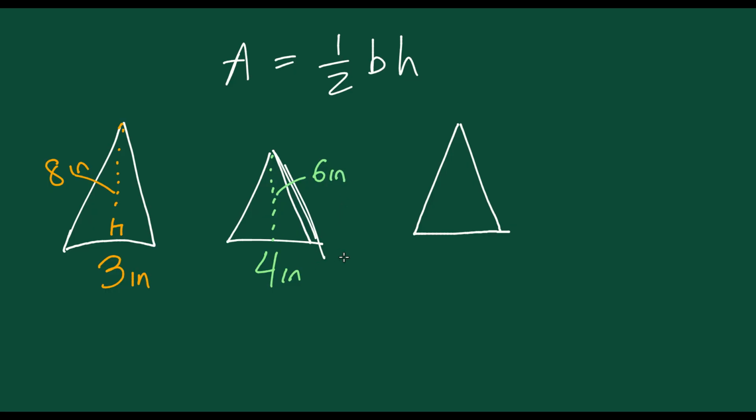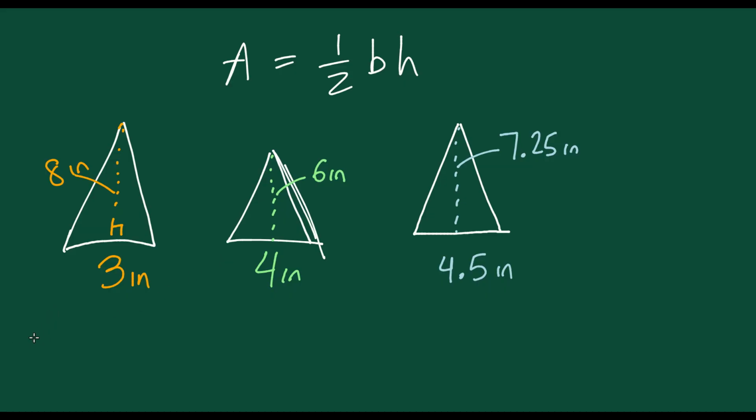And then for our third slice of pizza, the base is 4.5 inches. Make it a little wider there, 4.5 inches. And then the height, let's say 7.25 inches.